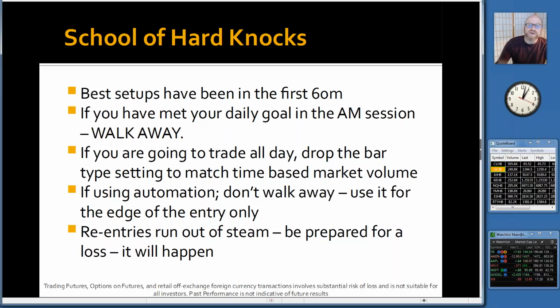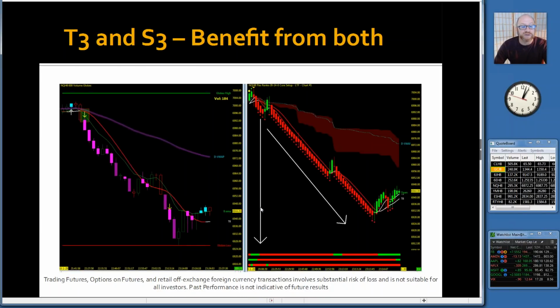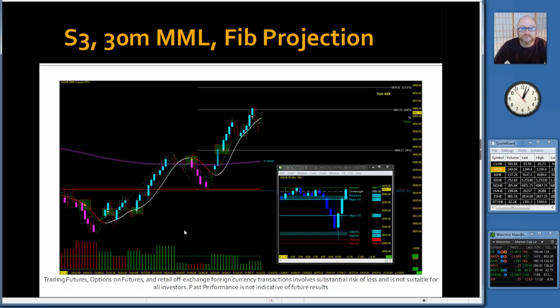All right, so what have I learned about this strategy along with the members of our room? First of all, best setups have usually been in the first 60 minutes or the morning session. If you met your AM session goal, walk away. If you feel like trading all day is what you like, drop that volume so you can trade all day. If you're using automation, please do not walk away. Use it only for the edge, and know that trend, you saw the chart here, right? Any of these charts, eventually the trend's going to stop. It's going to run out of steam.